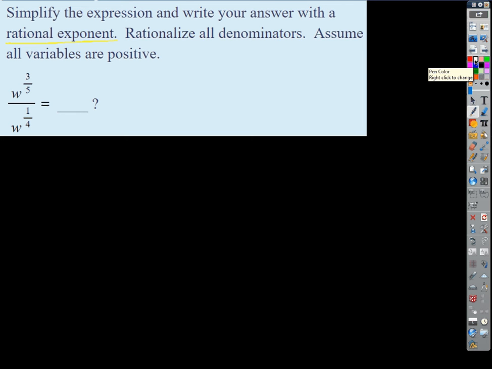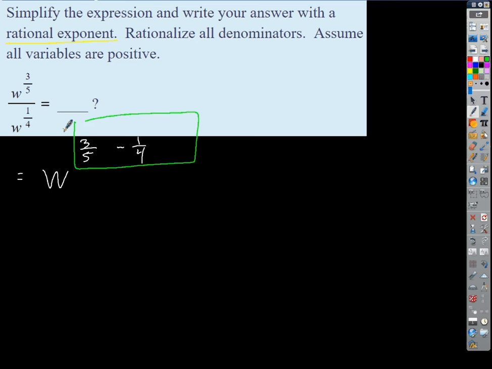When we divide like bases like this, what do we do with the exponents? What do we do if we divide like bases? We subtract, yeah. So this is just equal to w to the 3/5 minus 1/4. And the part that we really need to focus on then is just that subtraction problem. That's no big deal. How do we subtract fractions? Make the bottoms like numbers. Yeah, make the common denominators.